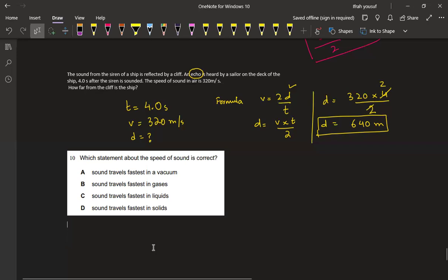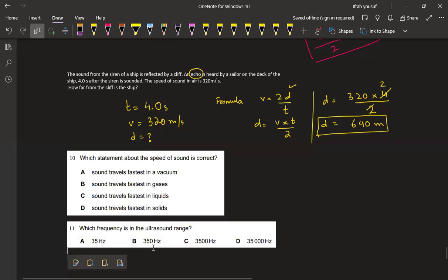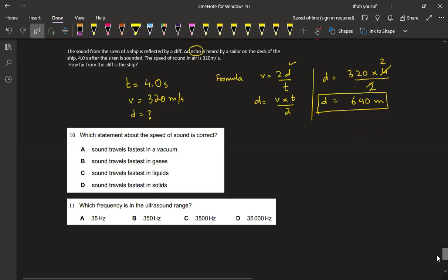No, beta, sound doesn't travel in vacuum because in vacuum there are no particles, and sound is produced due to the vibration of particles. Clear? So when there are no particles, how can sound travel in vacuum? So sound cannot travel in vacuum.